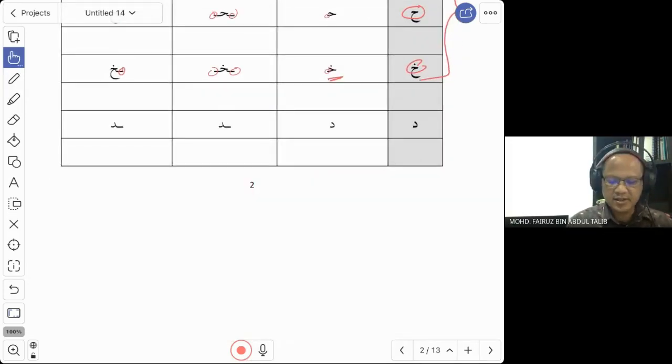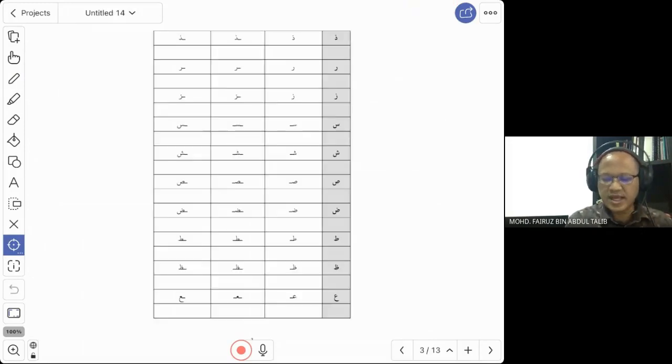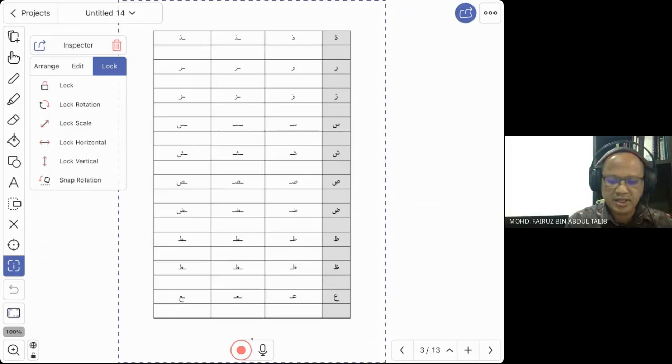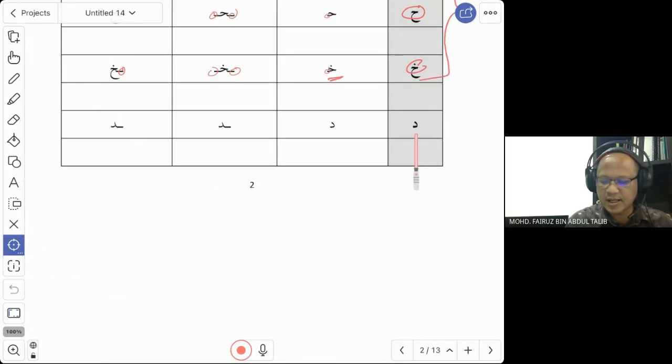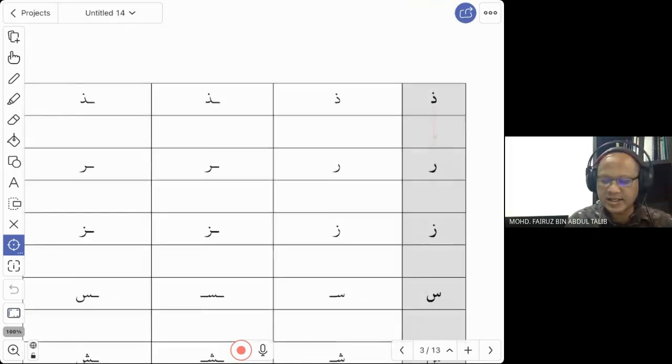Next letter is dal. Dal is similar to zal. Okay, so they share the same rule. Again, the letter dal and the letter zal is similar. So I will just show you the letter zal. Okay, so this is the individual zal. This is the beginning dal, our beginning zal.